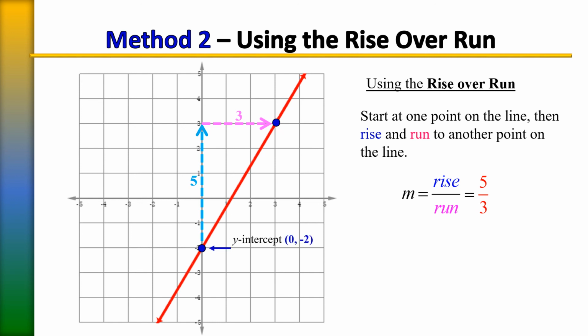Again, the y-intercept is the point where it touches the y-axis, and it touches at 0, negative 2. When you put everything together, your line is y equals 5/3 x minus 2.